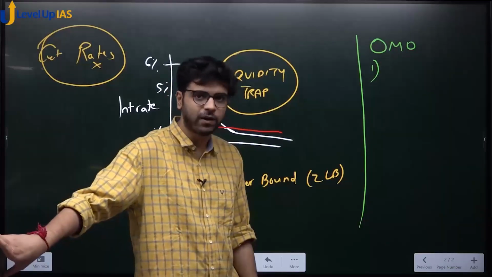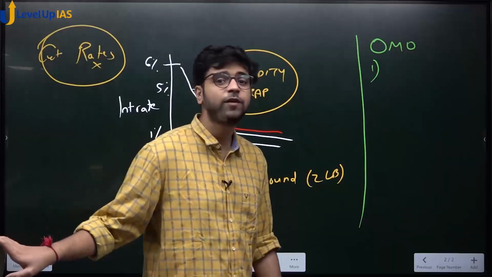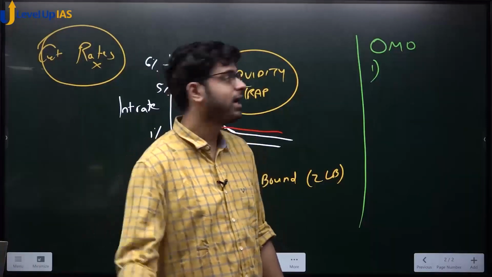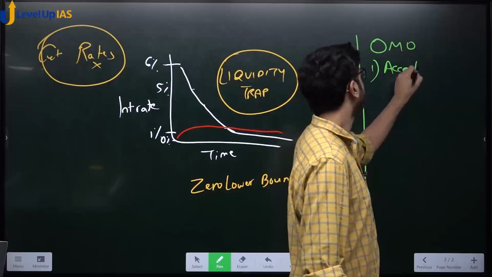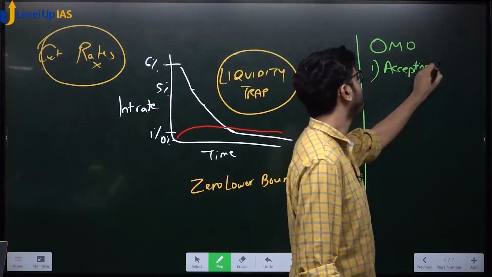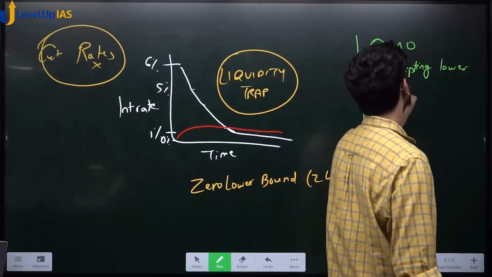RBI is very desperate now. RBI is very desperate to increase money supply. So RBI says, chalega. Even if you have lower grade securities, chalega. So RBI starts accepting lower quality, lower grade securities which it normally does not accept.